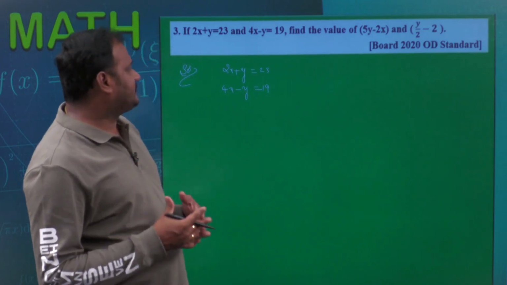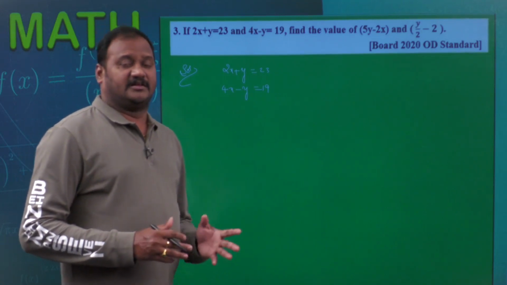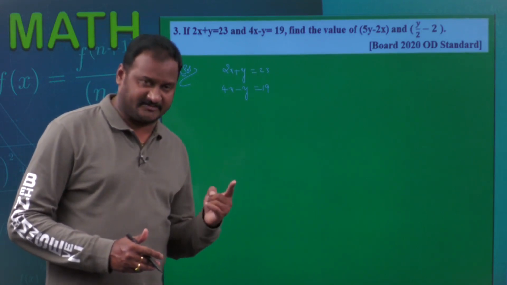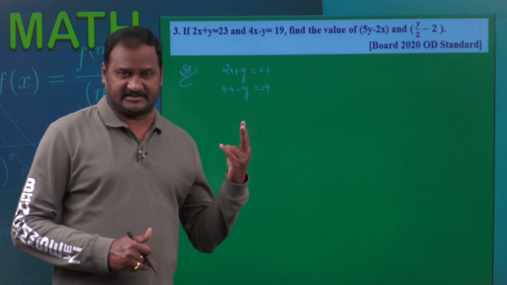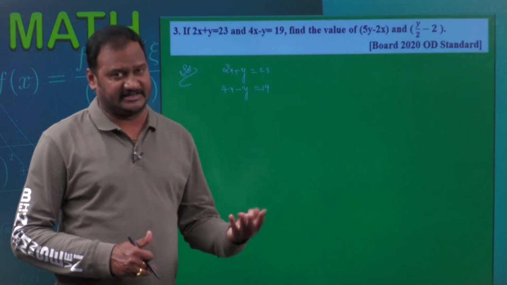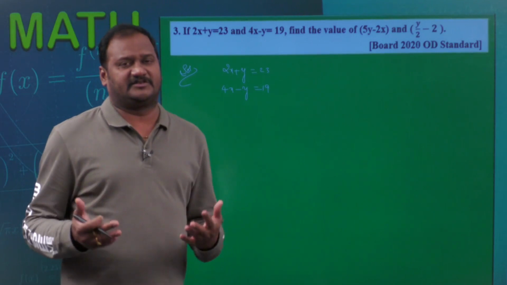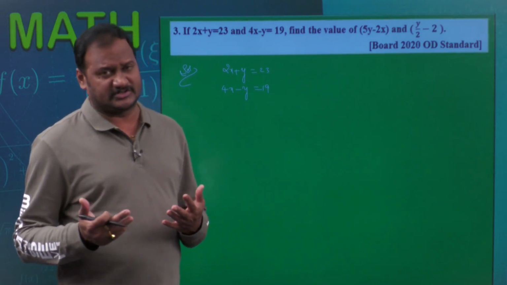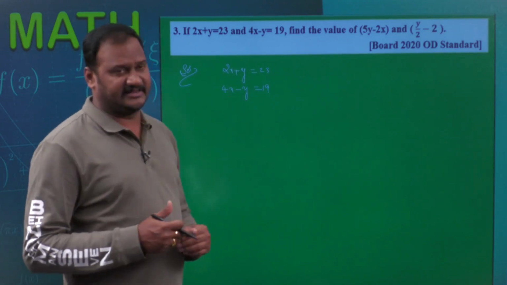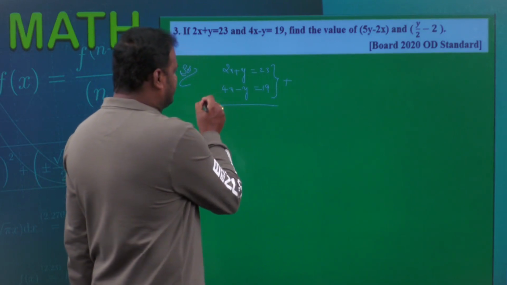And what is the best way to solve these two equations? We have some methods of solving a pair of linear equations. First one is substitution method. Second one is elimination method. Third one is cross multiplication method. Fourth one is graphical method. So, which is the possible way? I always prefer to use elimination method, because here plus y and minus y are there. Just by adding both the equations, these two get cancelled.